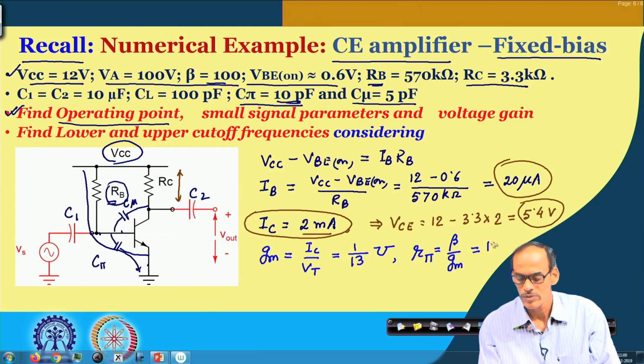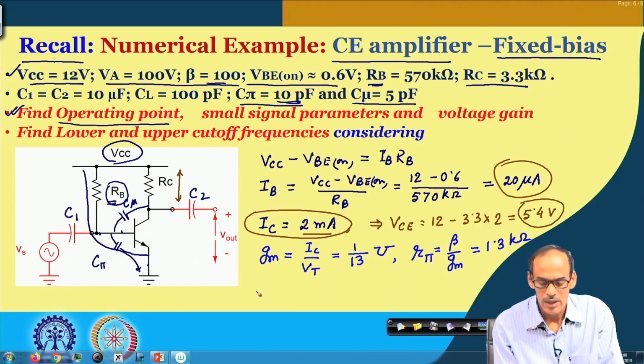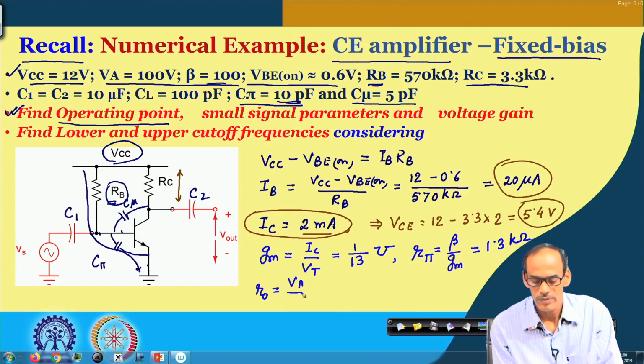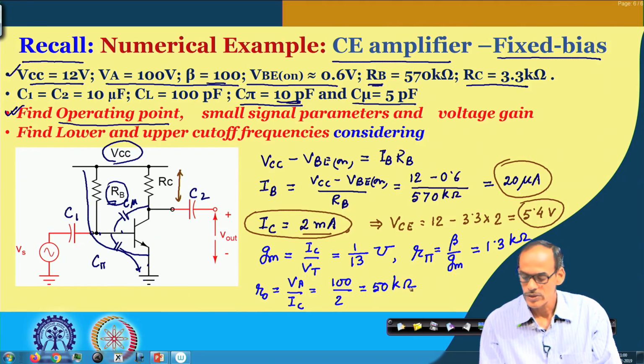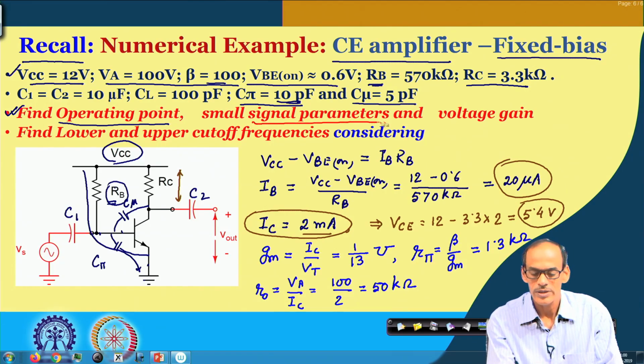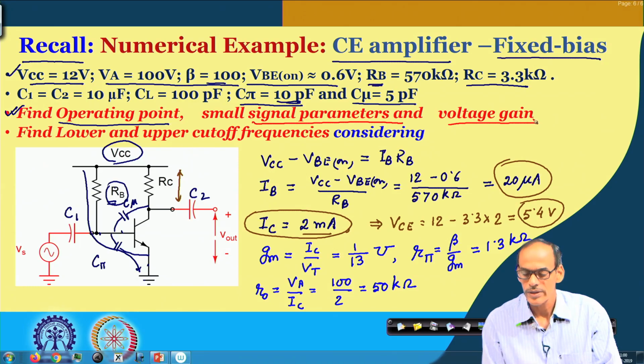So, that is equal to 1.3 kilo ohm, and then R naught is VA divided by IC. So, that is equal to 100 divided by 250 kilo ohm, and from that we can get the voltage gain. Now that we have obtained the small signal parameters, we can get the voltage gain.